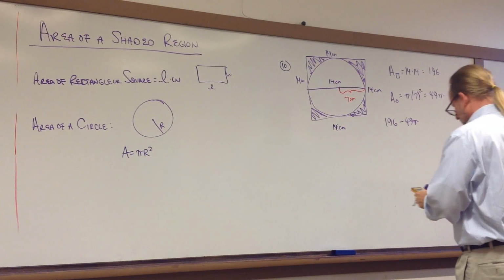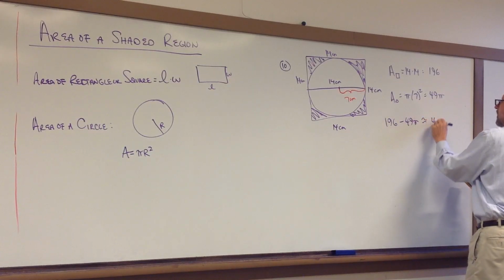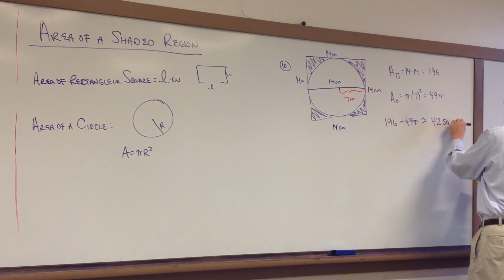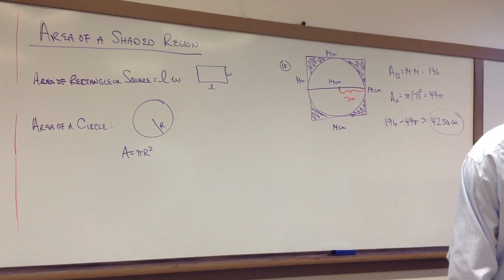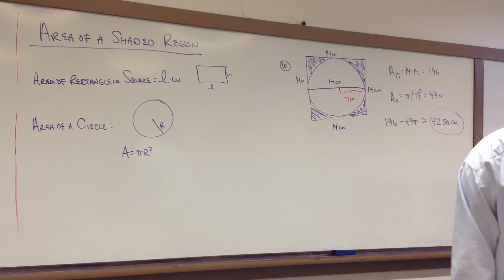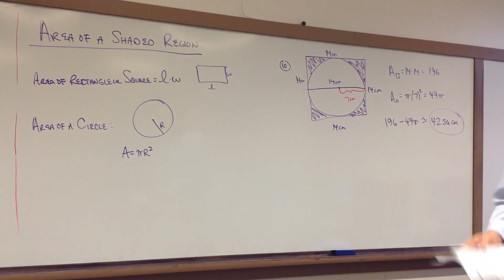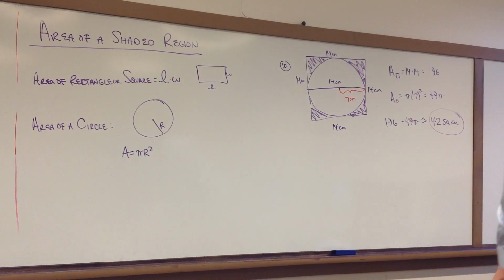Let's see what we get here. And that gives us just about 42 square centimeters. Okay, and that's number 10. And we'll look at a couple more here.